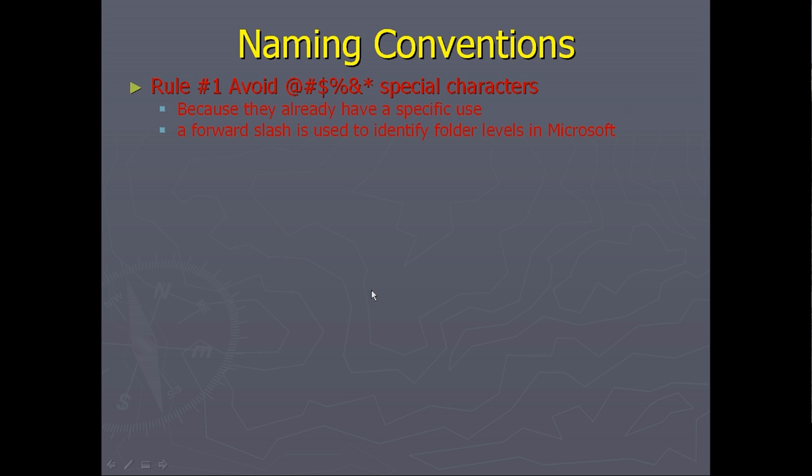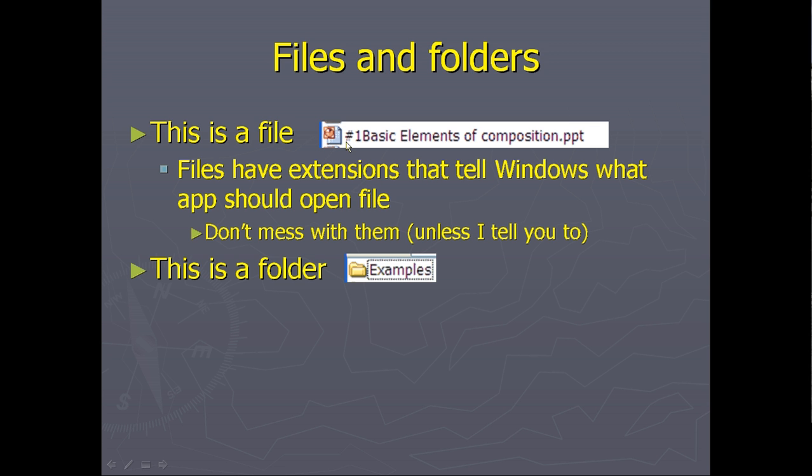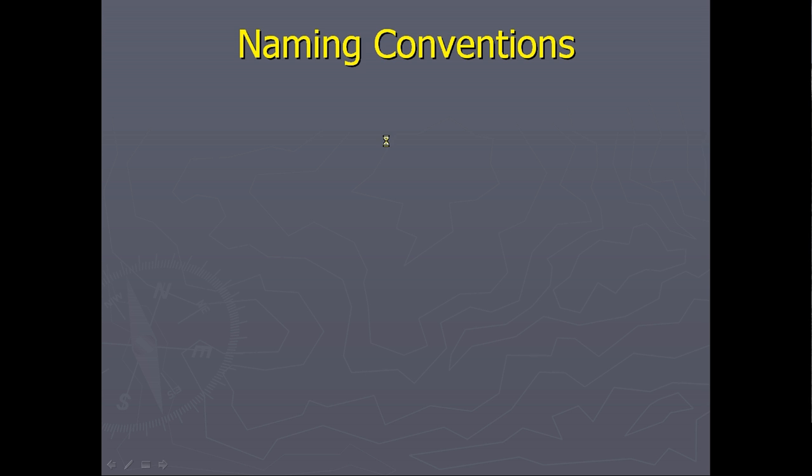When you name a file, so for example back here, I named this number 1 basic elements of composition. That's the name of my PowerPoint slideshow. Well, when I look at that, I know what it is. The number 1 tells me it's the first thing we're going to do in the class. So that's a decent way to name things.